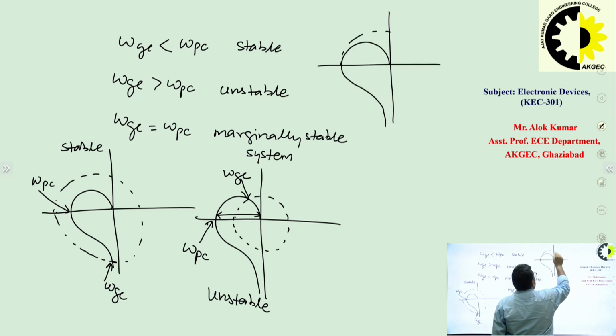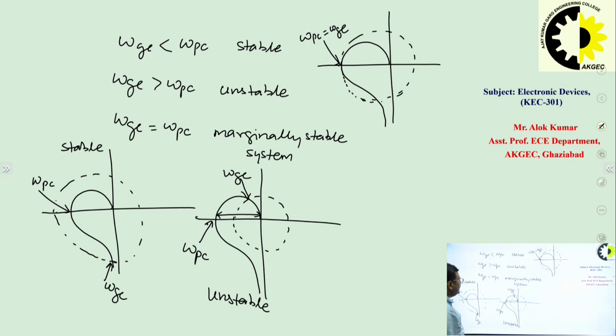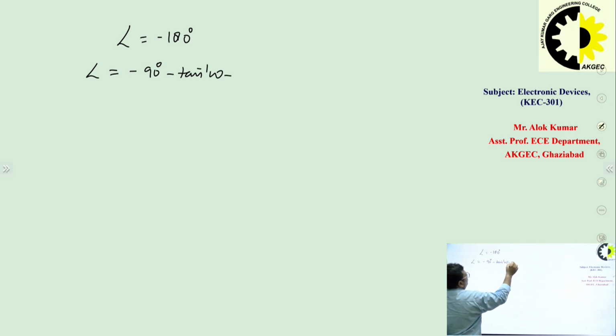And the third case is if the unit circle is here. So here both frequencies omega PC and omega GC are lying at this point. So this is the case of the marginally stable system. To calculate omega PC, we can put angle equal to minus 180 degree. As in the last case, the final angle we got was minus 90 degree, minus tan inverse omega, and minus tan inverse omega by 2. So we will put this angle equal to minus 180 degree.